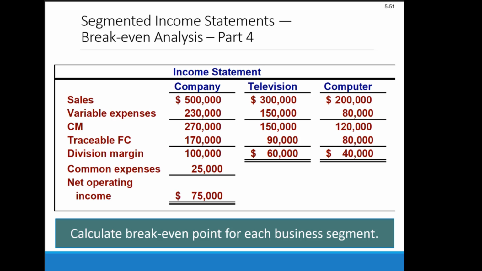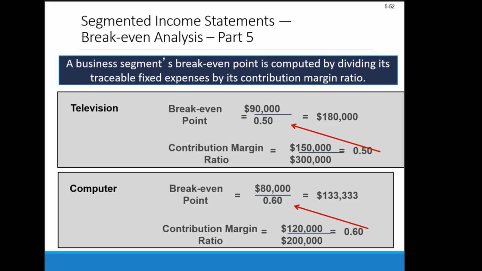Now, on the other hand, if we want to calculate the break-even point for each individual segment, we take a slightly different approach. It's still our fixed expenses divided by the CM ratio, so that didn't change. We just have to be careful about which expenses we include and which CM ratio we use. If we look at the television segment first, we'll take their traceable fixed expenses only, so the 90,000, divided by the CM ratio of just that segment individually. In the case of TV, that was 50%. The total contribution margin divided by total sales.